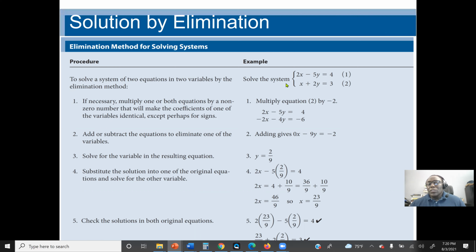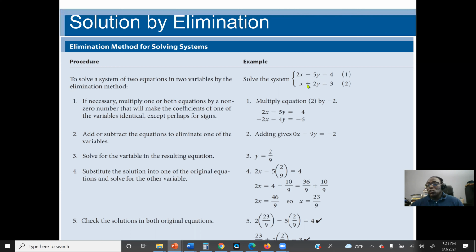Here they say we should solve the system: 2x minus 5y equal to 4, and x plus 2y equal to 3. The first thing we are going to do, again, we can eliminate either variable, x or y, first. Here we decided that we want to eliminate x first. So how can we eliminate x? The top x is 2x, the bottom x is x. So the first equation we have 2x, the second equation we have x.